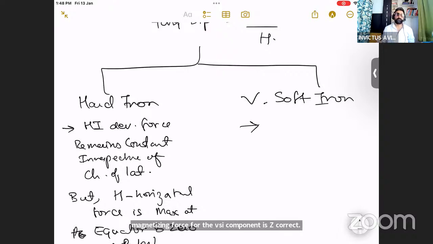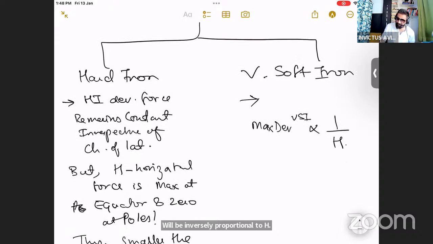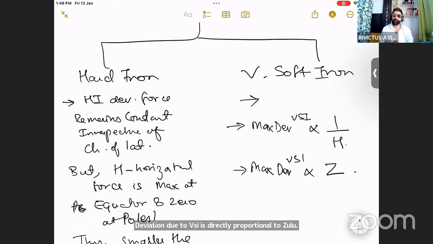Next point, write down. Therefore, maximum deviation due to VSI will be inversely proportional to H. And you will also write the third point, max deviation due to VSI is directly proportional to Z. That is the vertical component.